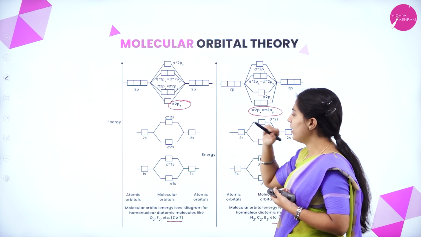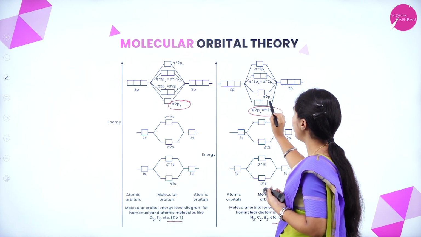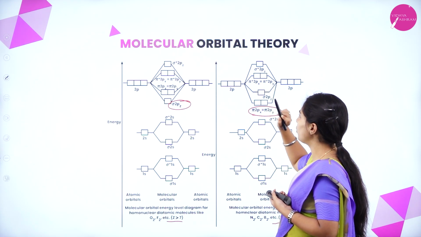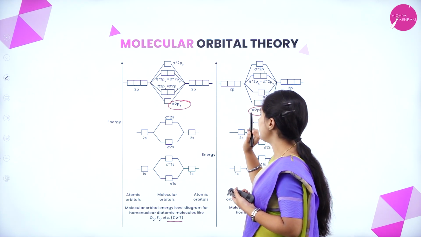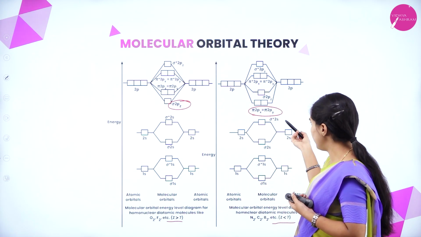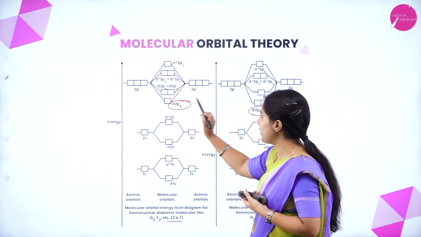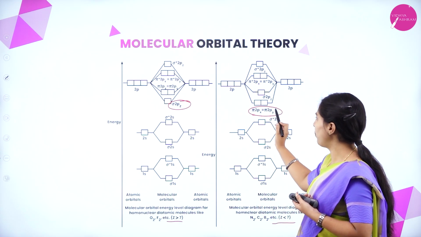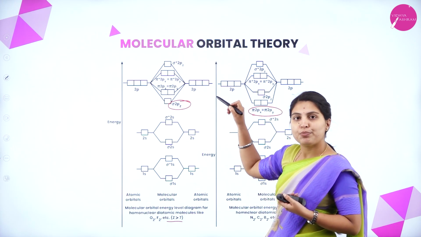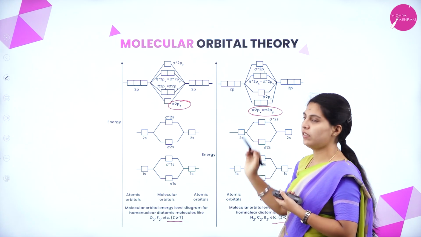Here a larger energy difference is present, and here less. And here 2pz, next pi star 2px, pi star 2py, next sigma star 2pz. This is the major difference between atomic number more than 7 and less than 7. This difference you should know. Here sigma 2pz is present, and at that same place pi 2px equal to pi 2py is present. Here a small difference is present, and here a large difference of energy is present. That's why this difference is seen.